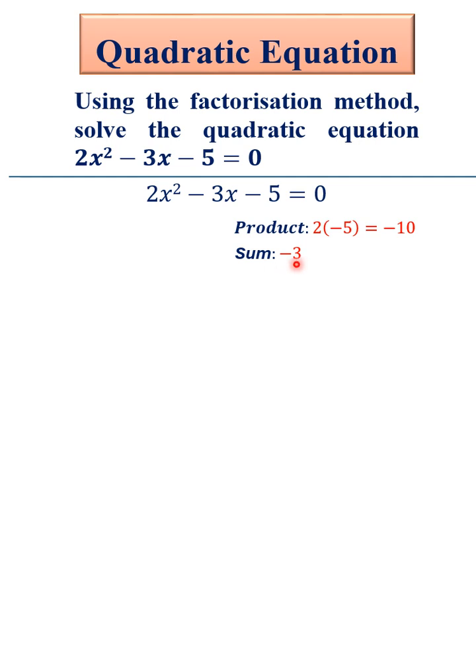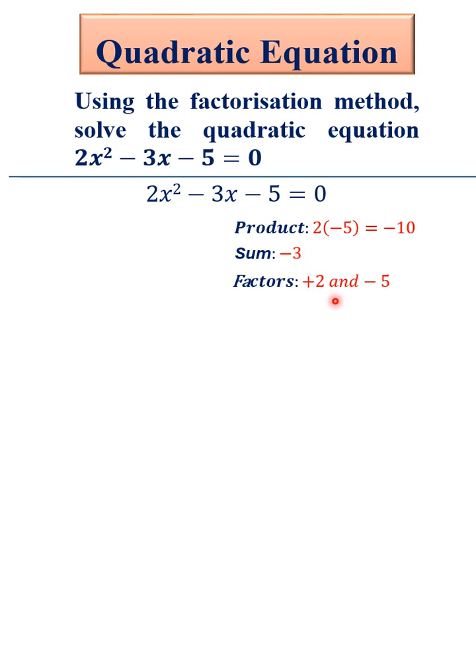And finally, we identify the factors. What are the factors? The factors are two numbers that when you multiply them, the product should give you −10, and when you add them, the sum should give you −3. And so these factors are +2 and −5. 2 times −5 gives you −10. At the same time, +2 −5 will give you −3.